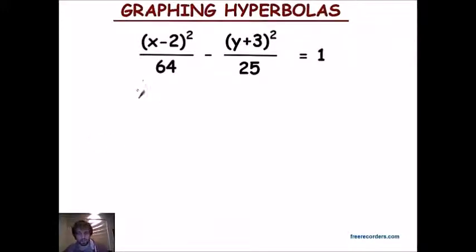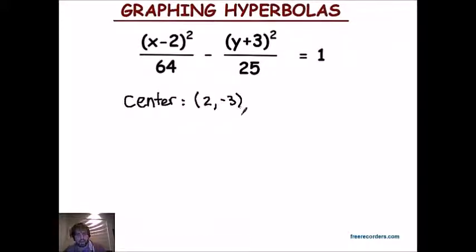I think the most important thing for you to find first is the center of this hyperbola. It's always going to be minus the x-coordinate and minus the y-coordinate. So in this case, our center is going to be at 2, comma, and because the y value is plus 3, this will be a negative 3 for our value here.